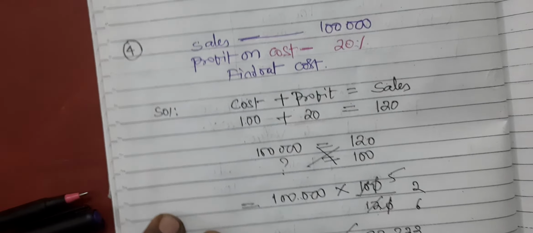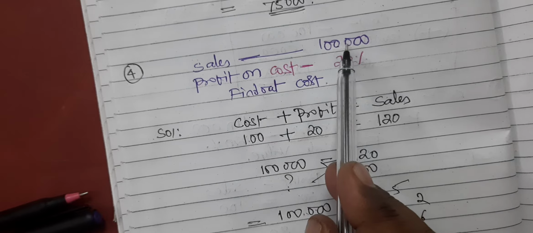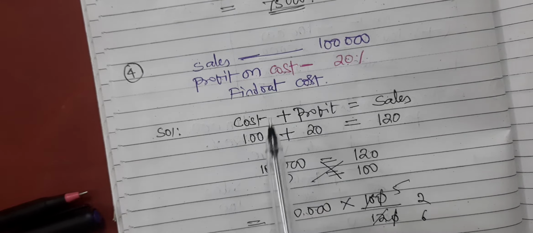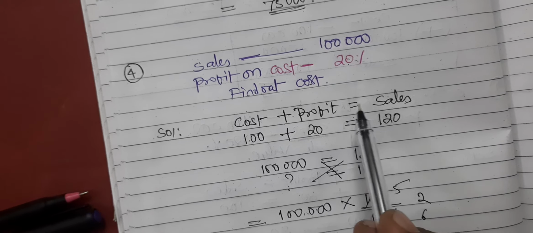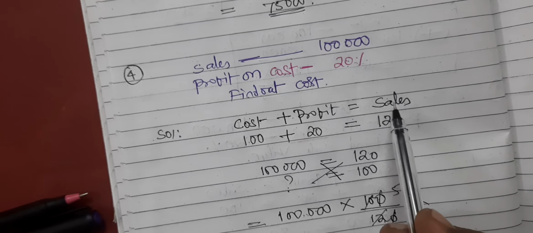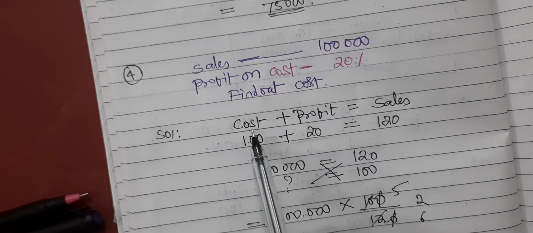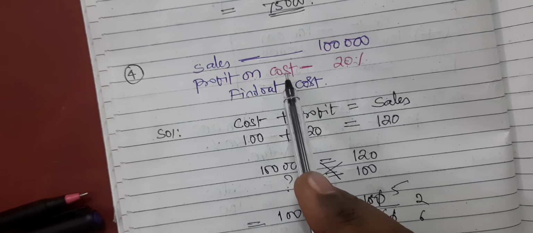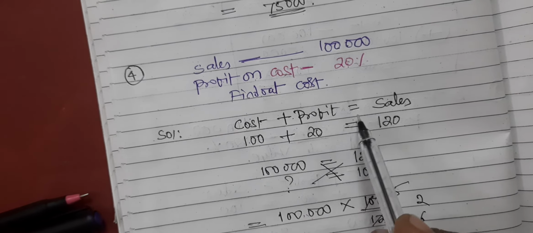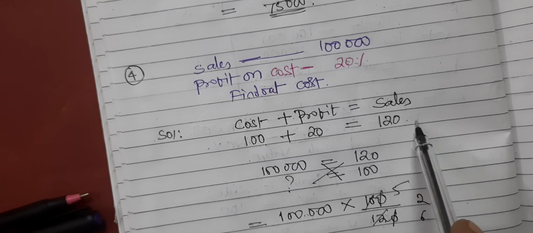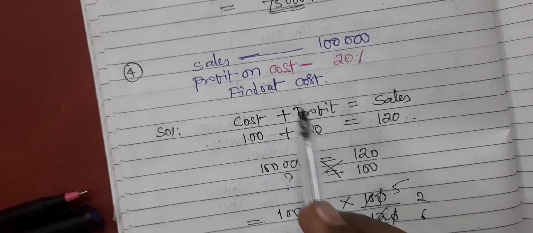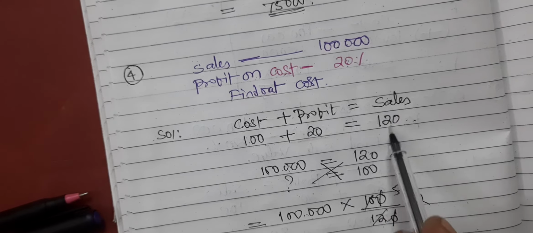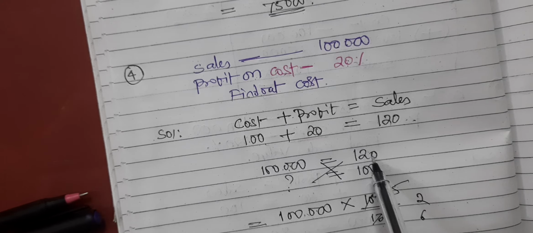Once again: sale is given to you, 1 lakh. Profit on cost is 20%. Find out cost. So first equation: cost plus profit is equal to sales. Then the profit, 20%, you write below the profit. On cost is mentioned, so I take cost is equal to 100. Then sale is equal to 120, 100 plus 20. What is given in the problem? Sale is given, 1 lakh. That sale is represented by how much in the equation? 120. You take 120.